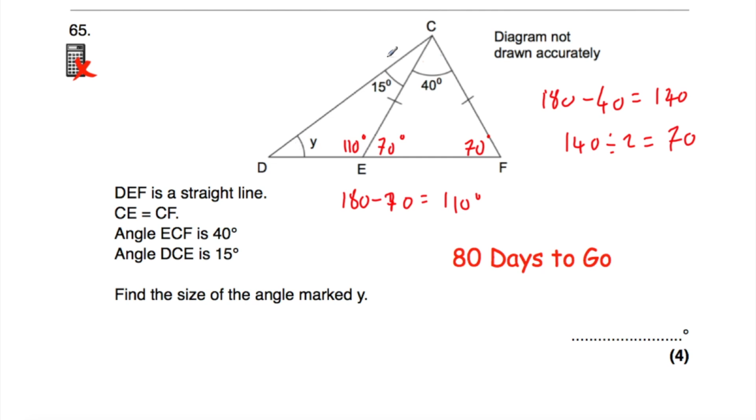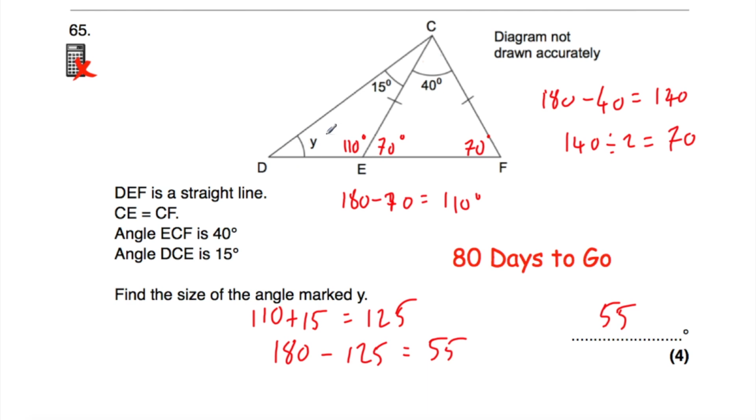And then if we look at this triangle, we've got 2 angles, and we want to find the size of the third one. So let's add these 2 together and take it away from 180. So 110 plus 15 is equal to 125. And then 180 take away 125 is equal to 55 degrees. So that means that Y is 55 degrees. And that's it. And if you got that, well done.